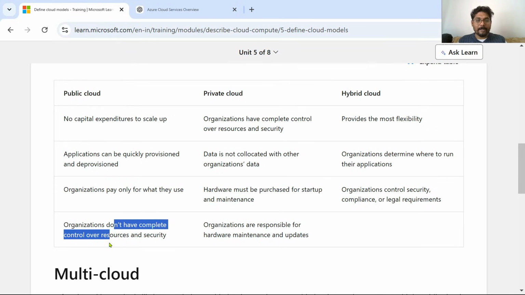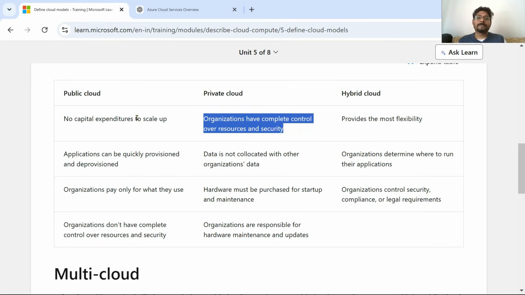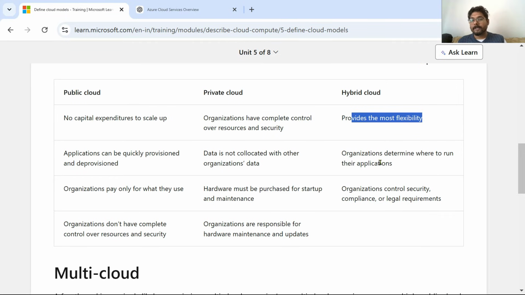Organizations don't have complete control over the resources and security. That is the kind of a drawback. You don't have complete control. However, your data is secured, but again, you don't have complete control over the resources, which resource will be allocated, and the security. That is another point that you need to understand when you go for a public cloud. Hybrid cloud provides the most flexibility. You're keeping things which need to be in the private, you're keeping things which can be kept in the public. So it provides you the most flexibility.